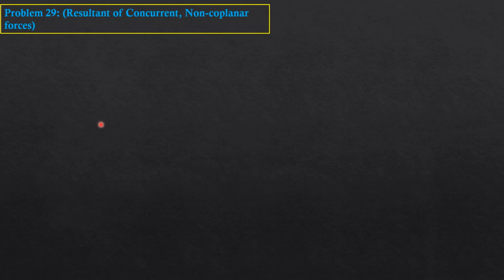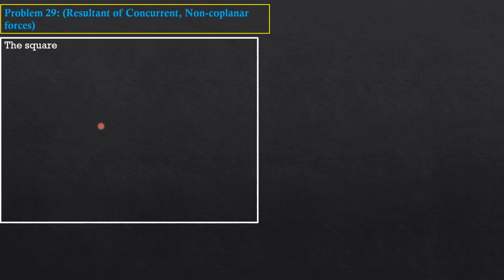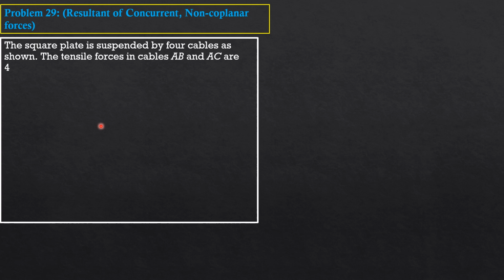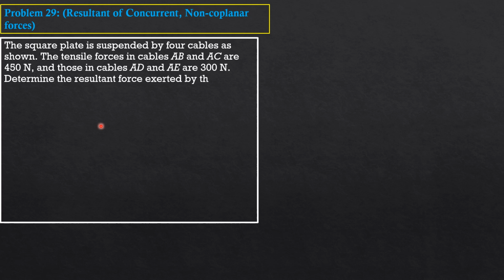So we have example 29 on resultant of concurrent non-coplanar forces. The square plate is suspended by four cables as shown. The tensile forces in cables AB and AC are 450 newtons, and those in cables AD and AE are 300 newtons. Determine the resultant force exerted by the cables on the support at point A.